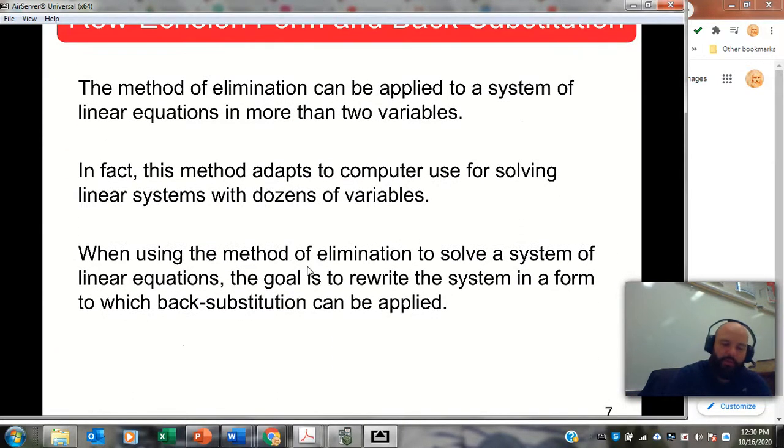It says the method of elimination can be applied to a system of linear equations in more than two variables. In fact, this method adapts to computers' use for solving linear systems with dozens of variables. And I will give you examples of that later on in Chapter 7, Section 1, which is the next chapter and section we go into. It says when using the method of elimination to solve a system of linear equations, the goal is to rewrite the system in a form to which back substitution can be applied.